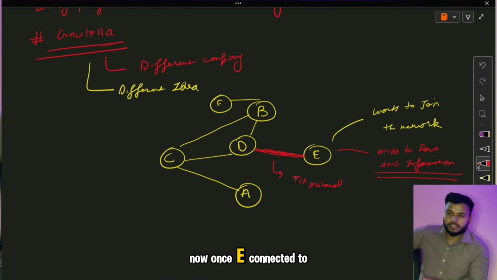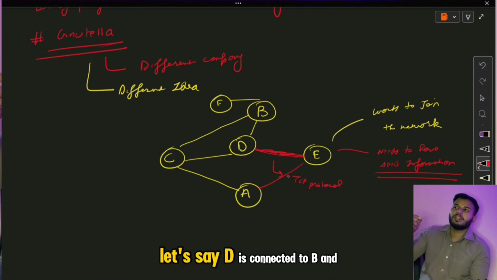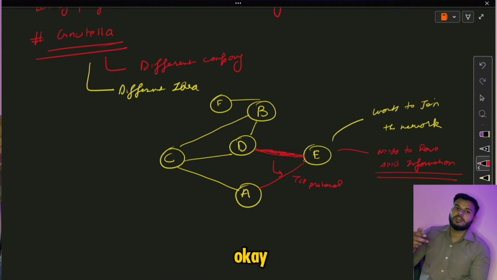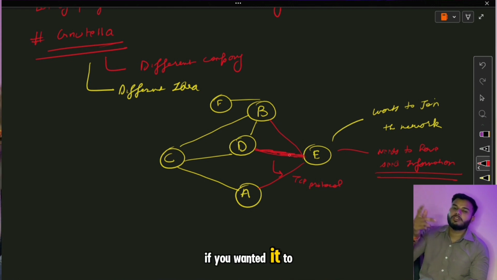Once E is connected to the network, D, which was the point of contact for E, can share the details of the other peers it is connected to. Let's say D is connected to B and C, so it can share the details of B and C with E. Then E can also connect to B and C if it wants. In this way the whole network will be created.